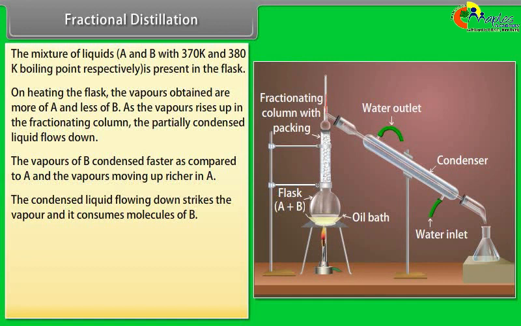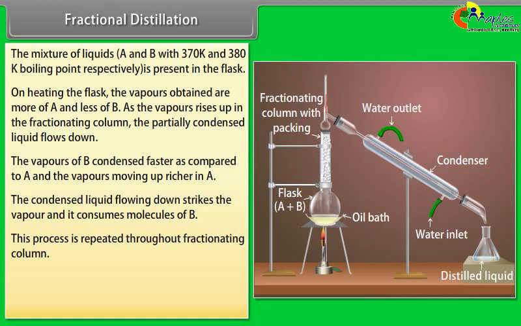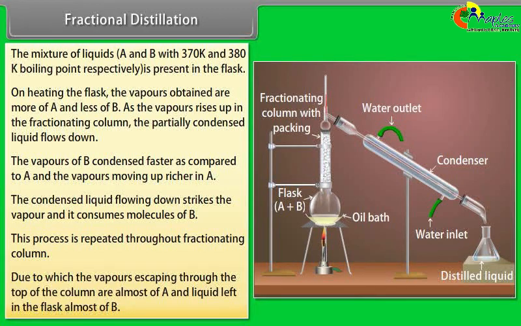The condensed liquid flowing down strikes the vapor and it consumes molecules of B. This process is repeated throughout the fractionating column, due to which the vapors escaping through the top of the column are almost of A and the liquid left in the flask almost of B.